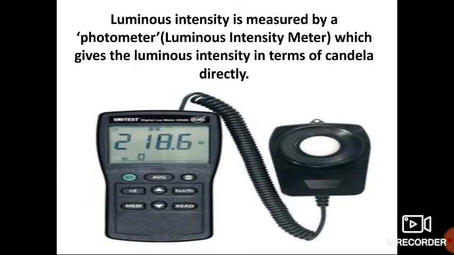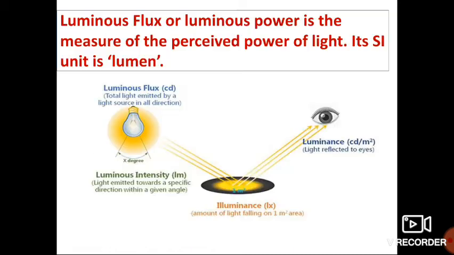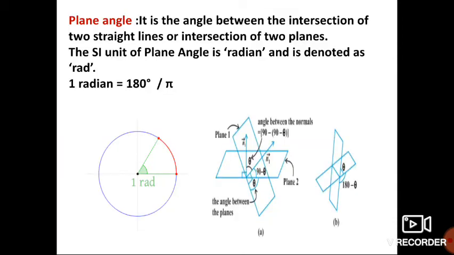Luminous intensity is measured by a photometer. This is called photometer. Okay. Luminous intensity meter, otherwise called, which gives the luminous intensity in terms of candela directly. Luminous flux or luminous power is the measure of the perceived power of light. Its unit is lumen. Okay. Perceived power of light, this is called luminous flux or luminous power. Okay. Next one, plane angle.